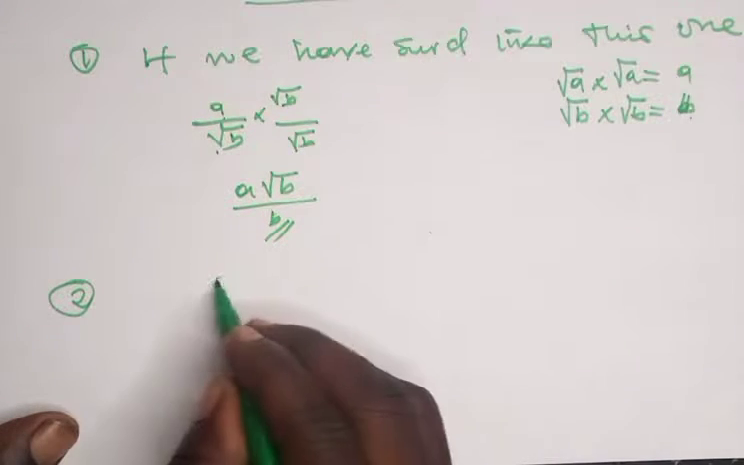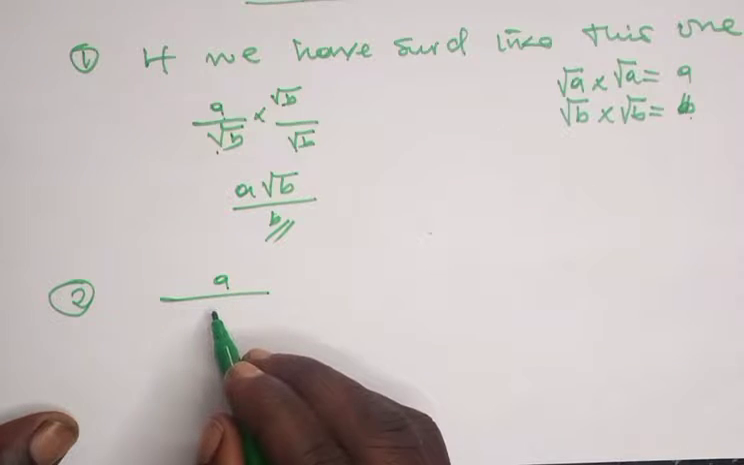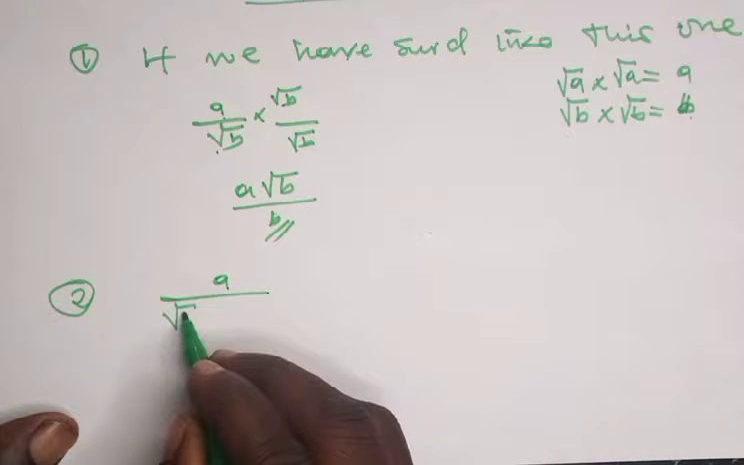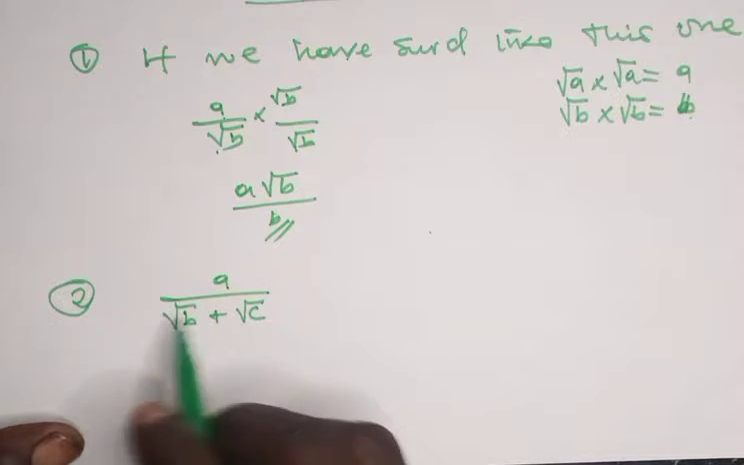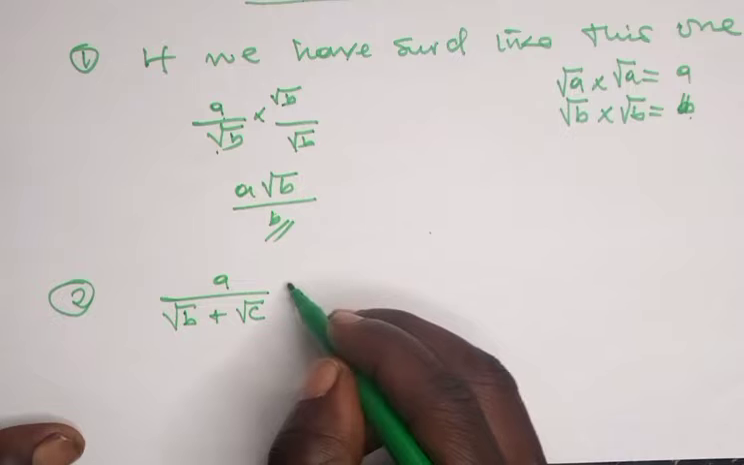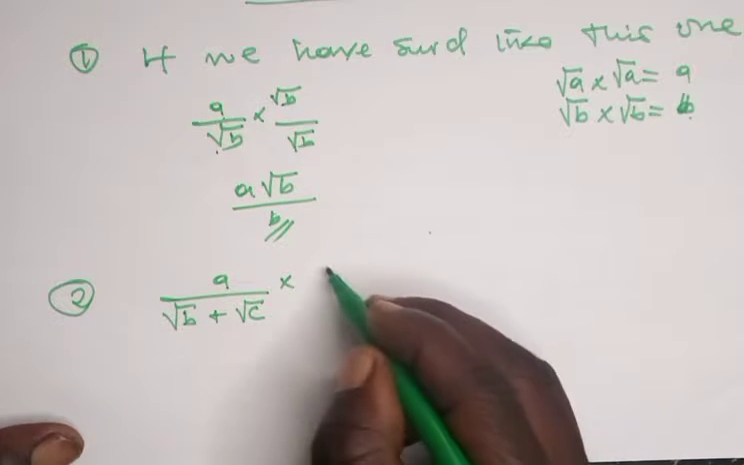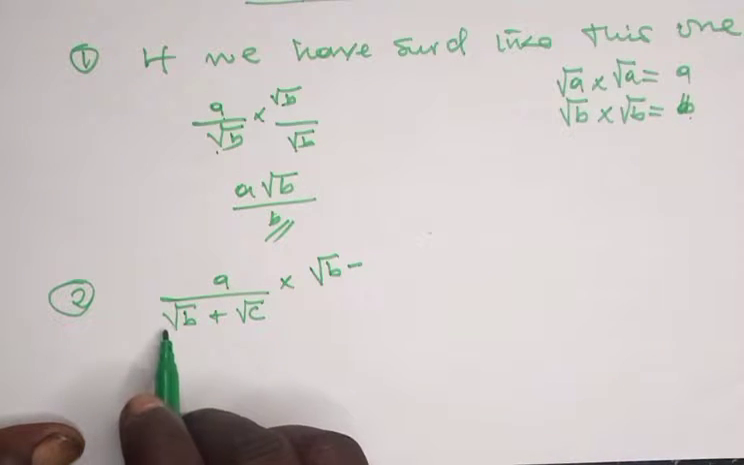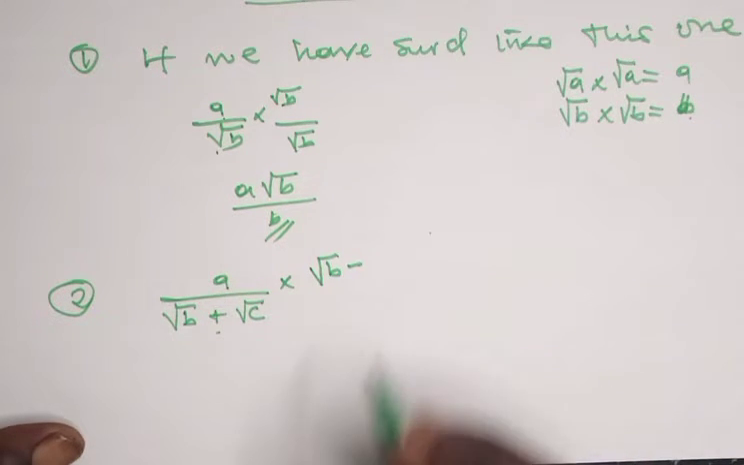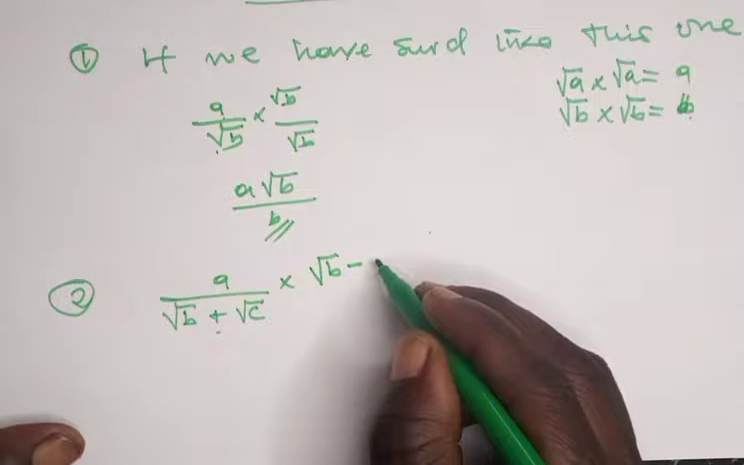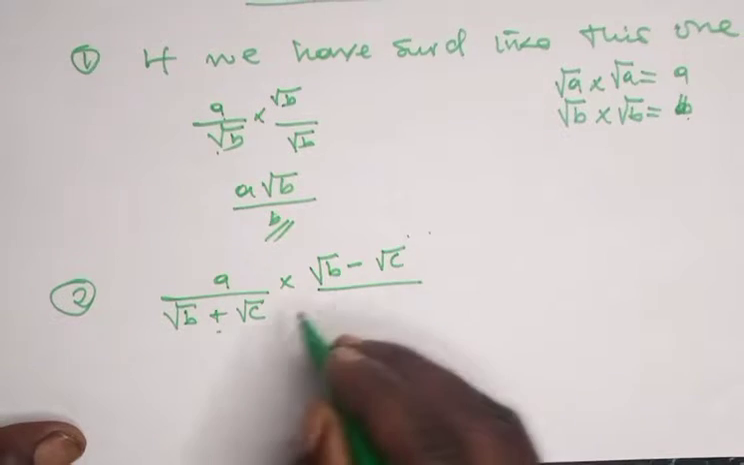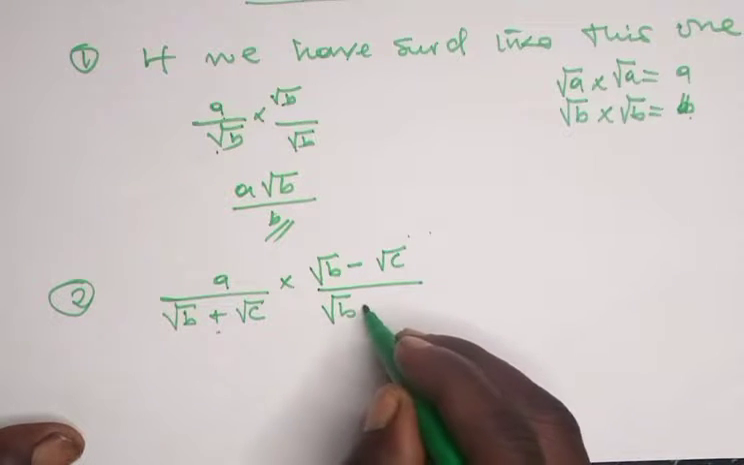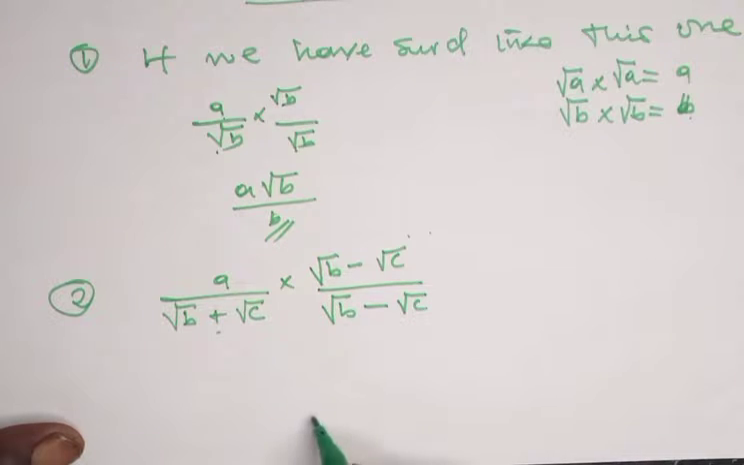Now let's work out example 2. If we have a over square root b plus square root c, then we are going to look for the conjugate of square root b plus square root c, which we are going to multiply on the numerator and denominator. The sign changes, so it will be square root b minus square root c. That's the conjugate, over square root b minus square root c.